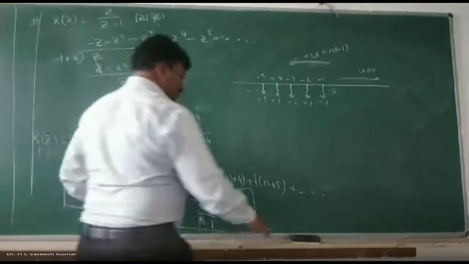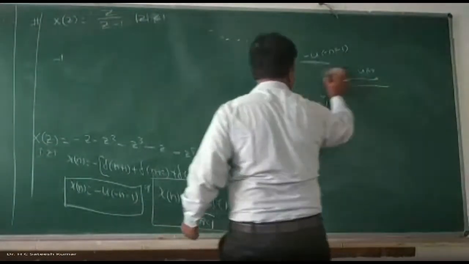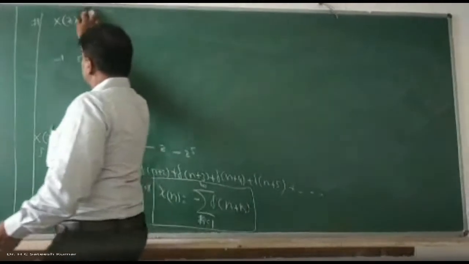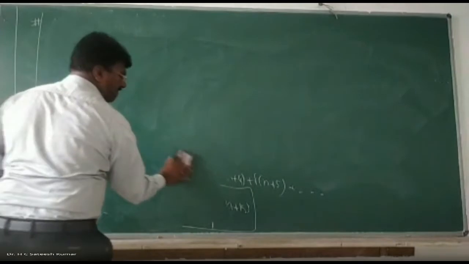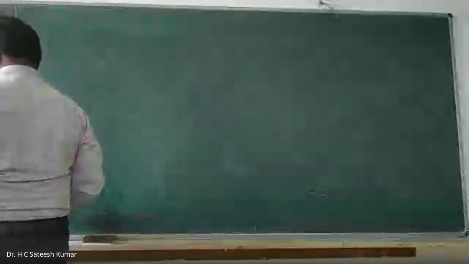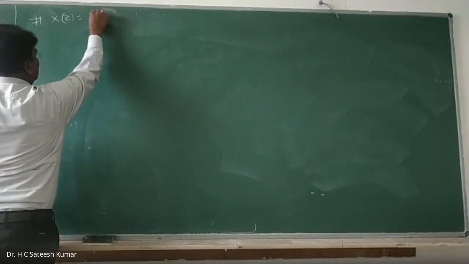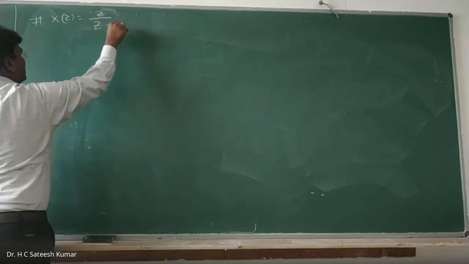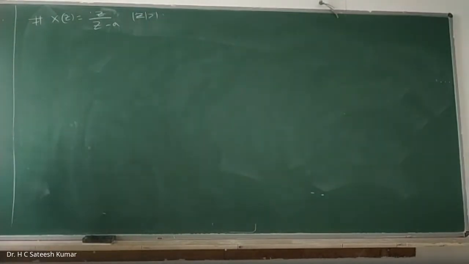Now, let us go for one more problem. Find the z transformation of x of z is equal to z divided by z minus a with ROC mod z greater than a.